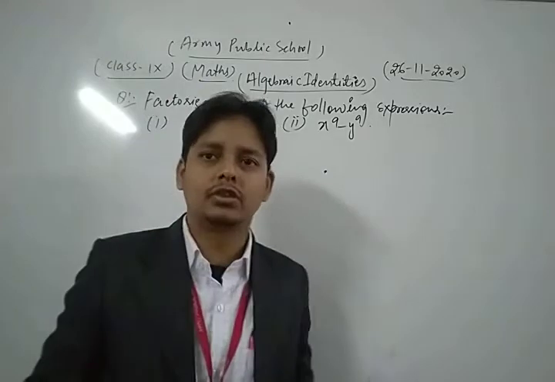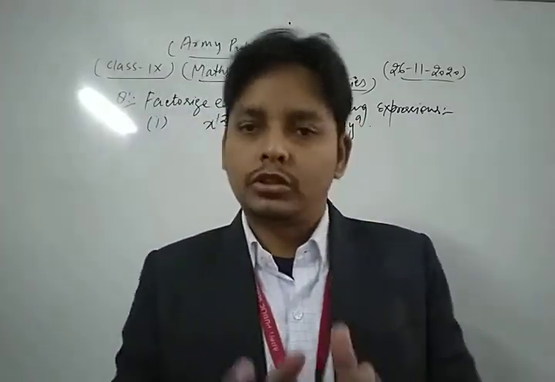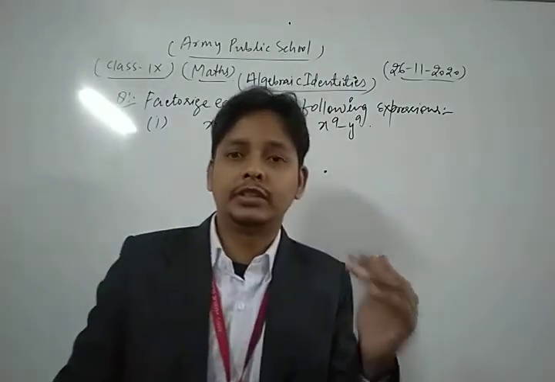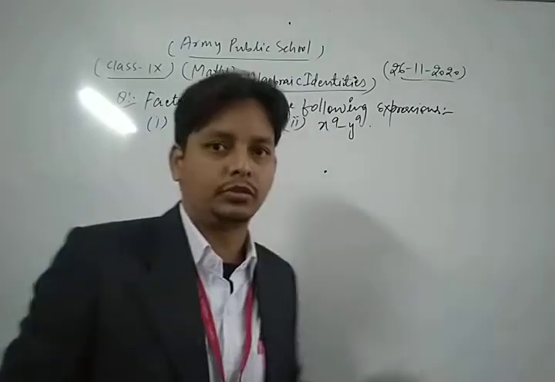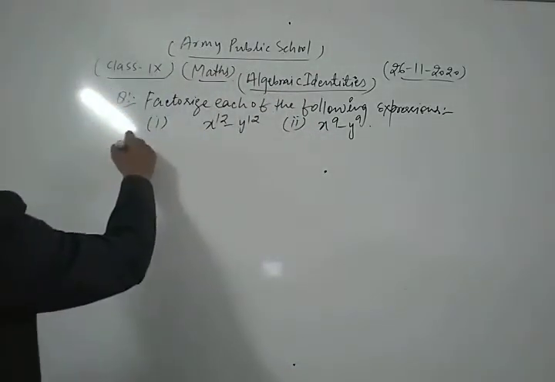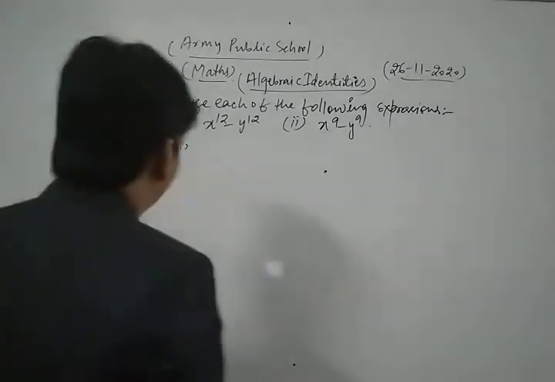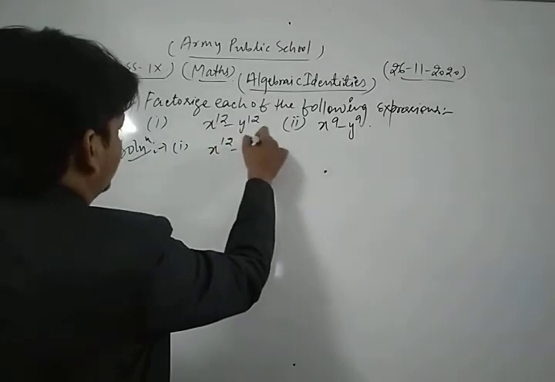After that you can solve each and every question of your NCERT exercise based on the topic algebraic identities or factorization based on the algebraic identity. So let's see its solution. First of all, we take the first part of this question, which is x power 12 minus y power 12.